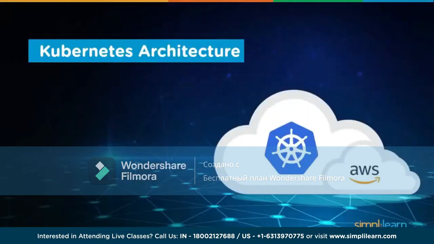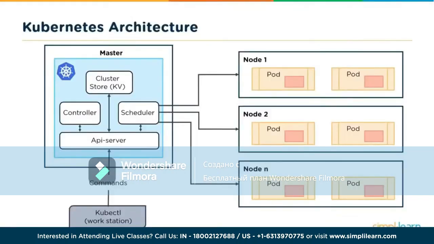Let me spend some time explaining a little about the Kubernetes architecture: what comprises the Kubernetes cluster, what resides in a master or control plane, and what resides in a worker node. This is a very high-level depiction of a Kubernetes cluster. This is the master node, which has something called a cluster store, a controller, a scheduler component, and an API server. And these are the bunch of nodes that are connected to and administered by the master node.